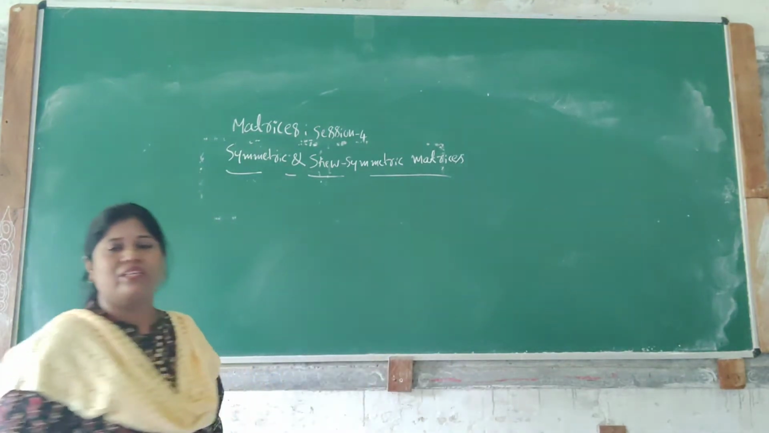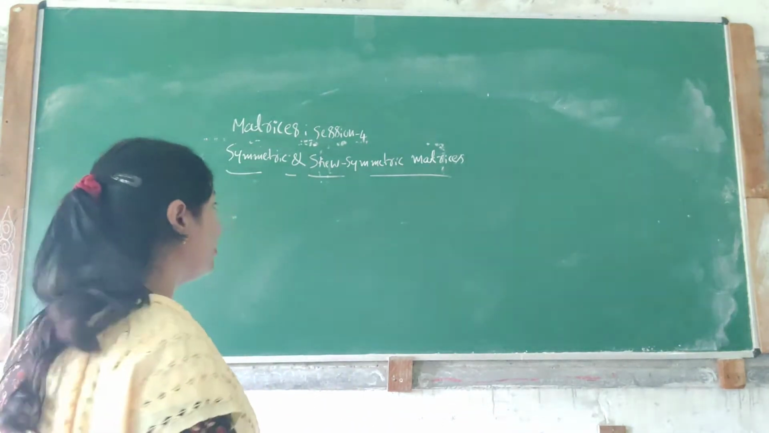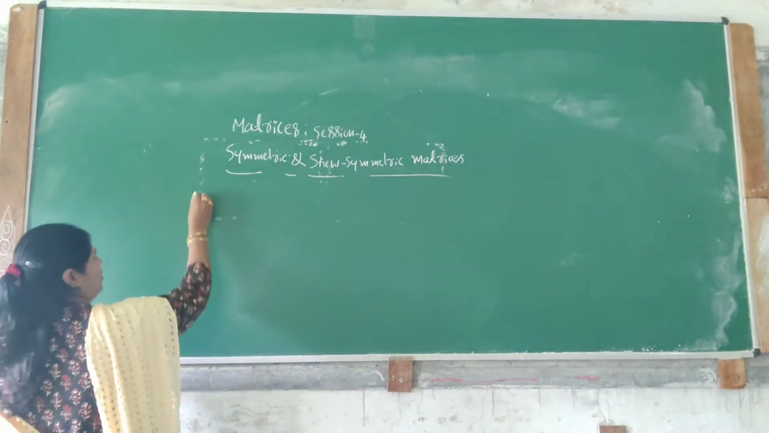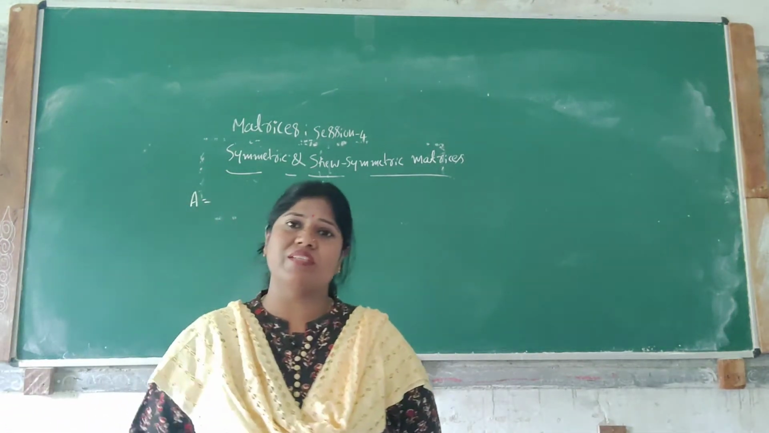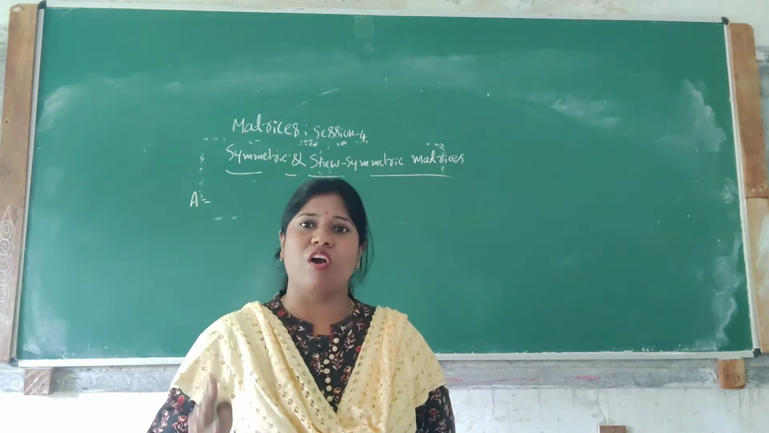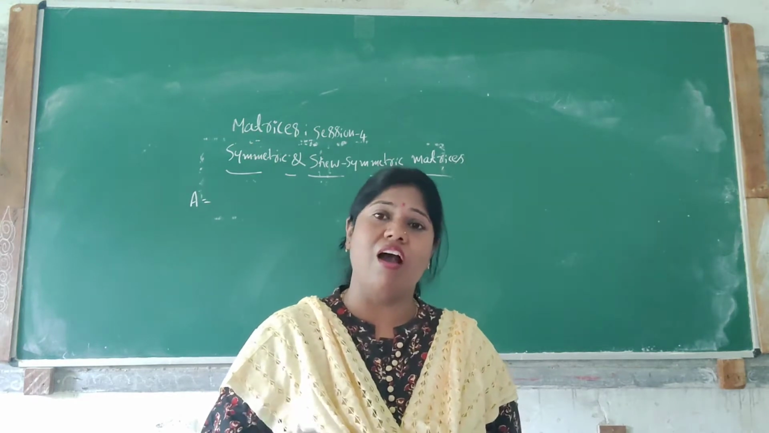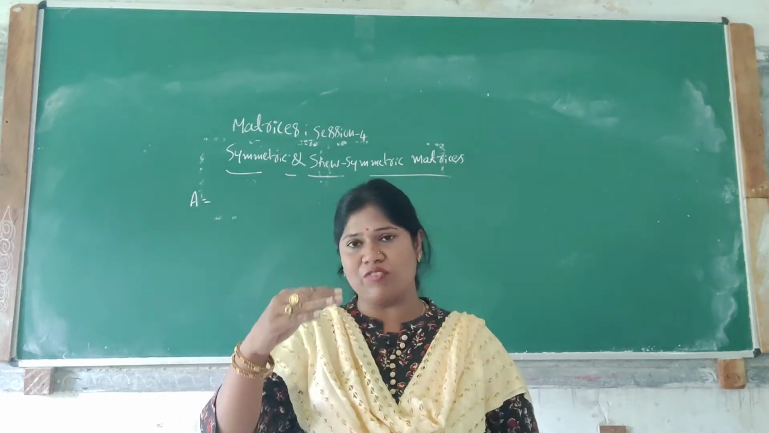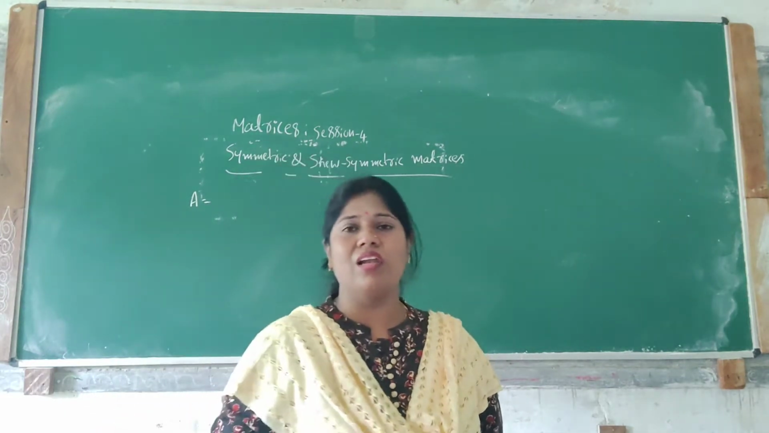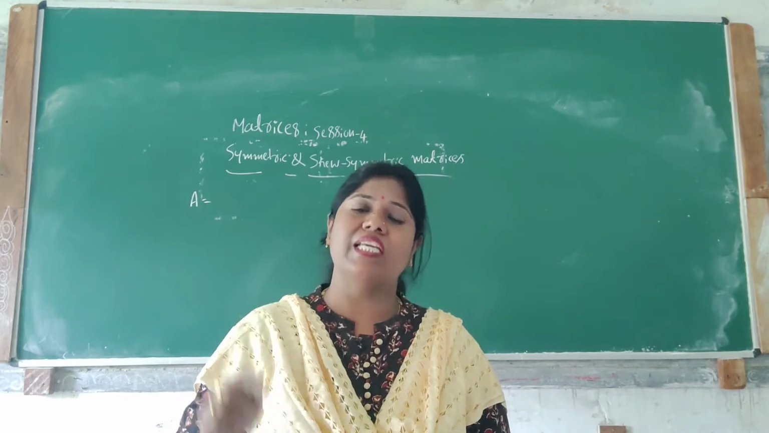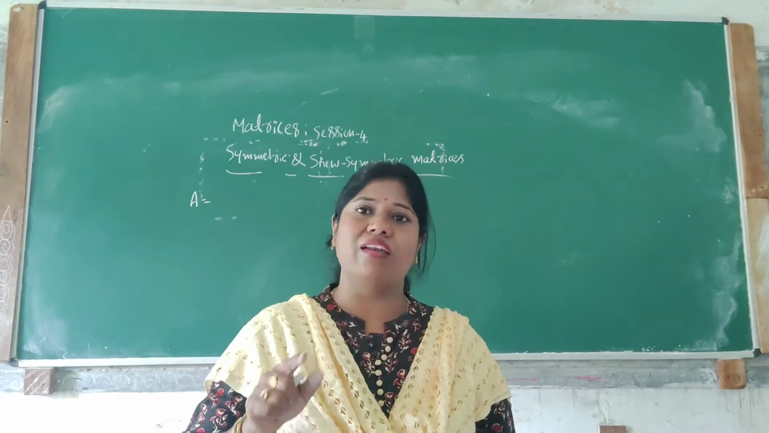There is a trick to write the symmetric matrix, otherwise you may get confused. I will tell you the trick. What is the trick? First we have to write the diagonal elements. Do you know the diagonal elements? The diagonal from the left top corner to the right bottom corner is called the principal diagonal or leading diagonal. So the elements from the left top corner to the right bottom corner are called the principal diagonal or leading diagonal elements. We have to write the diagonal elements first.